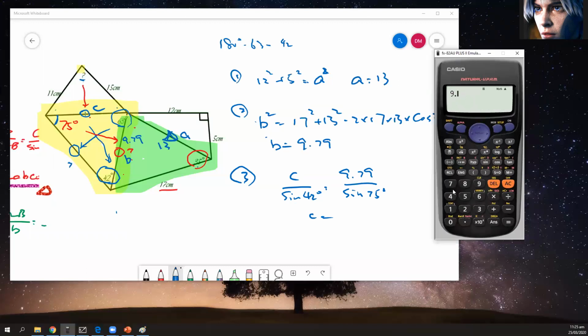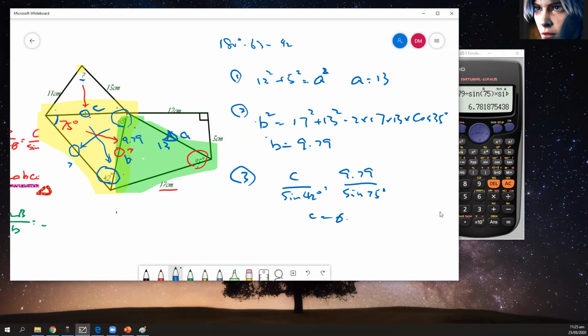9.79 divided by sine 75, and times, sorry, I just finished a bracket, and times sine 42. All right, C equals 6.78. So far, so good? Follow me? All right, so that's equal to 6.78. Now, brilliant. That's precisely what we want.